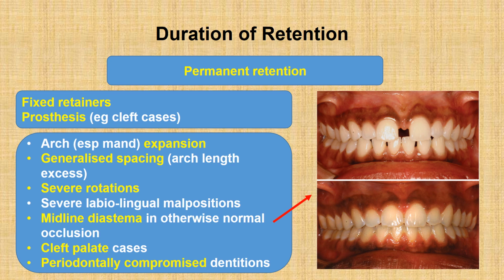diastema but there is a normally placed frenum, there is no evidence of any odontomes or unerupted teeth, so otherwise it is normal. Now in such cases the diastema correction will need to be permanently retained. Now cleft cases and periodontally compromised dentitions will also require permanent retention.